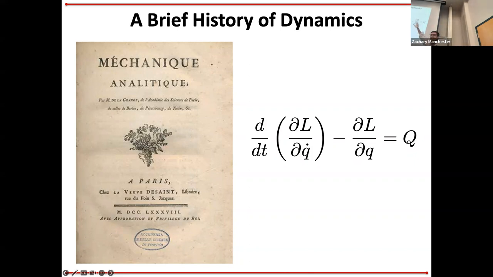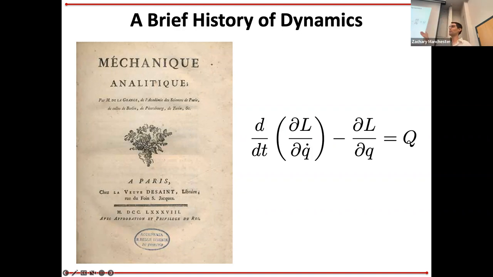Who knows what that is? Somebody's got to know what that is. That's the famous Euler-Lagrange equation, right? Do you know what that is or where that comes from? No, not originally, actually. That's how you learn it in a lot of physics classes at the upper-level undergrad level, and that's completely ahistorical. That whole variational thing didn't come until about 100 years after this.